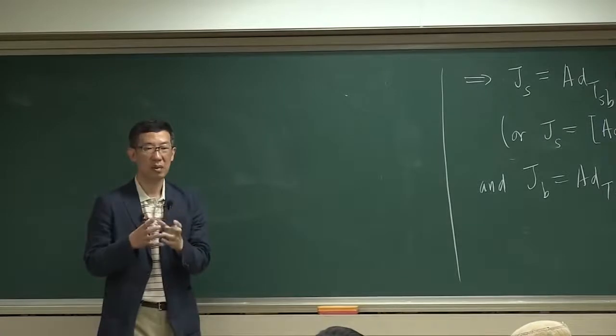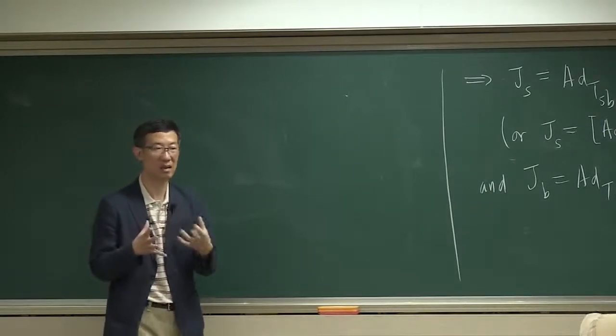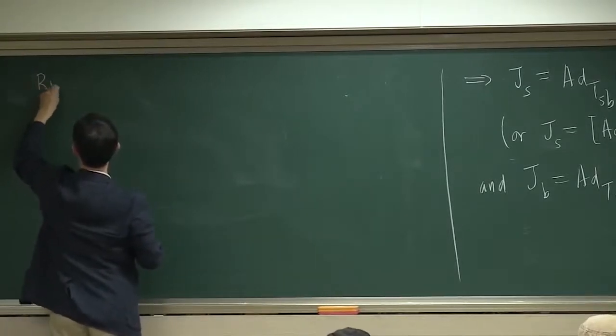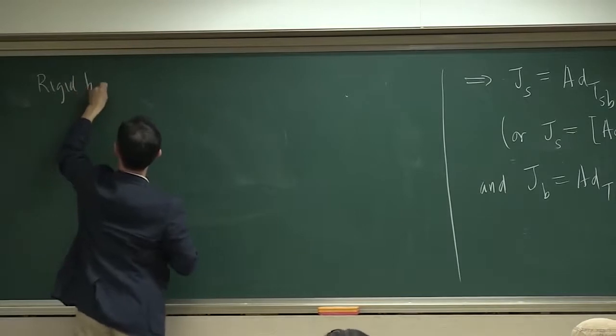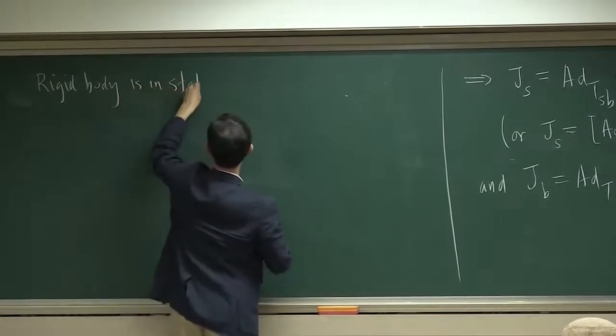So when a rigid body is motionless, we say it's in static equilibrium. A rigid body is in static equilibrium.